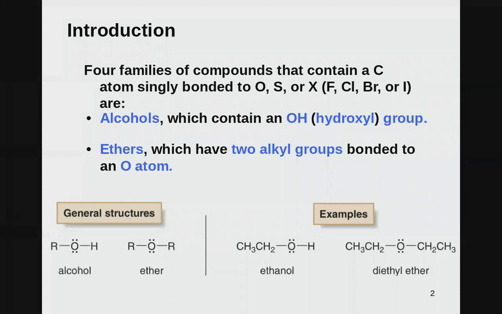X in our case is always going to be our halides. So group 7A, fluorine, chlorine, bromine, or iodine. So we've seen these halogens a little bit, not so much the sulfur or the oxygen.